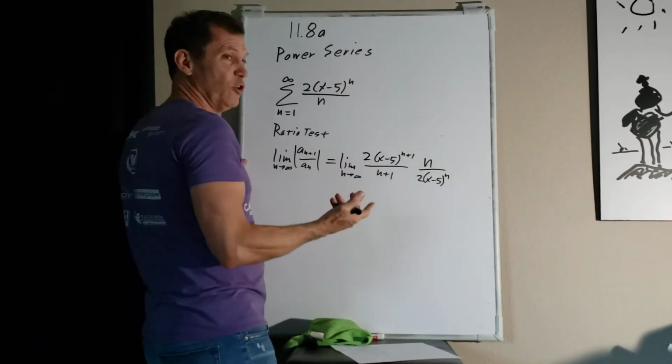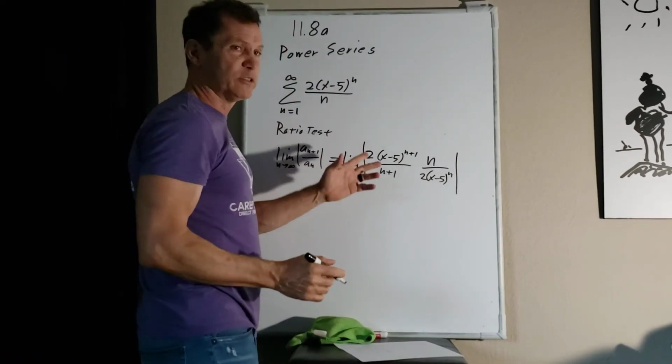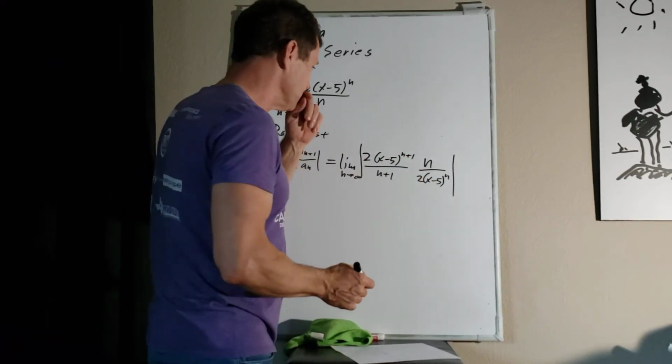Now, this is in absolute values, and you'll get sloppy and drop the absolute value bars and it'll screw you up. Because I don't know this thing's positive, because I don't know what x is. So I need my absolute values because I'm not sure what x is.